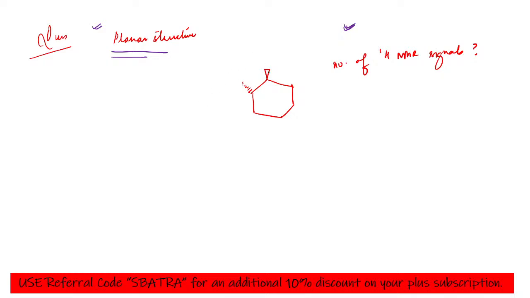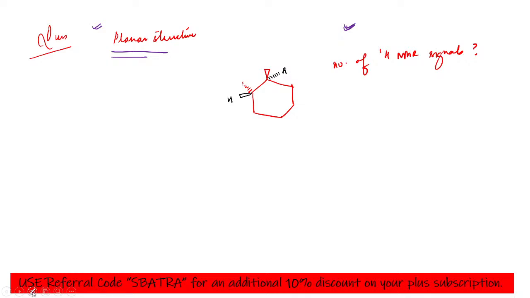Now, if this is the above-the-plane methyl and the below-the-plane methyl, we have to find a relationship between these two methyls, okay? Or we can say that if this methyl is above the plane, then there is one hydrogen which is below the plane. And if this methyl is below the plane, then there is one hydrogen which is above the plane. Can I say this? There is one hydrogen below the plane and one hydrogen above the plane, okay?